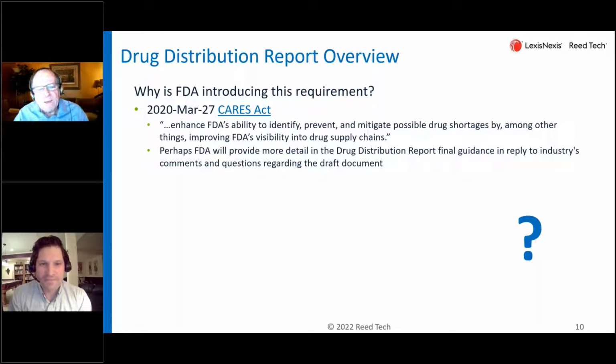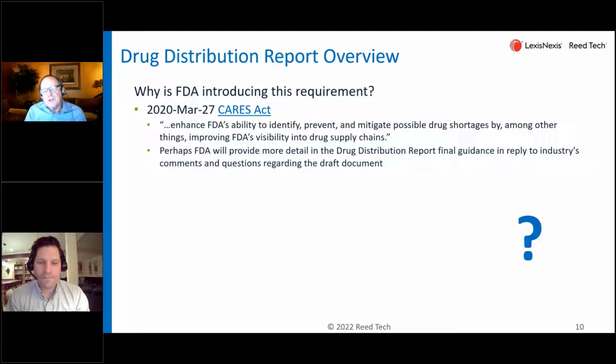Trying to answer the question of why the FDA is introducing this requirement: if you go back to the CARES Act, there's a little more information in the wording there, and it extends over and above what I shared earlier. Basically, it provides a way for improving FDA's visibility into drug supply chains. If you look at some of those other published documents, there are some hints about further reasons that FDA is collecting this information. But all of that comes up a little short in understanding how this report is going to be used.